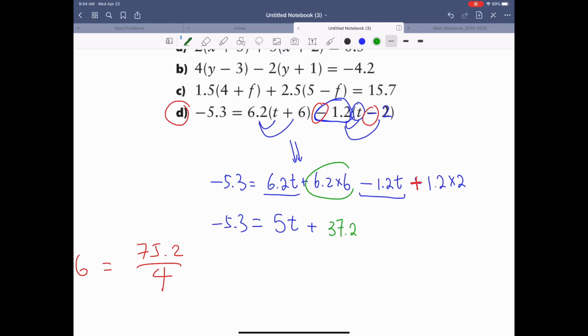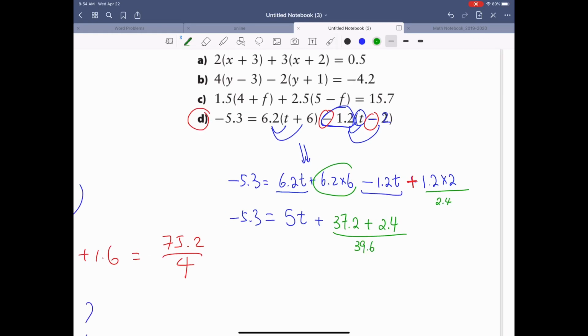Sorry, I'm just calculating in my brain right now. Okay, great. And plus, this is 2.4. Okay, group the numbers together. What does that mean? What does that equal to? That equals to 39.6. Yes. Okay, and rewrite everything.